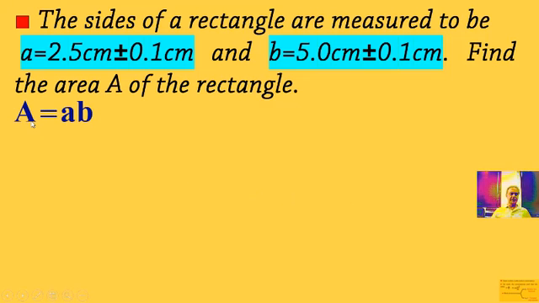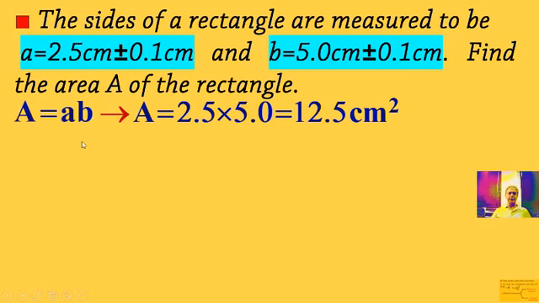Here, the area of a rectangle could be the product of a and b, the two sides, okay? I substitute the values. Pay attention, the two uncertainties here, 0.1 for the first one and 0.1 for the second one, are not considered at all. First, I'm concentrated on the values 2.5 and 5.0, and then the answer is 12.5 centimeter squared.